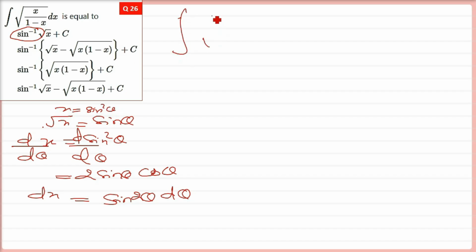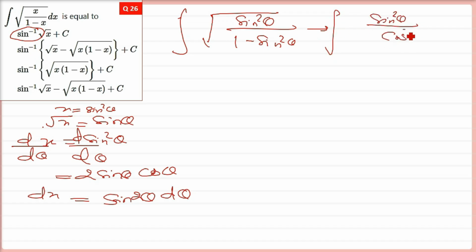Now the integration will change like this. In place of x, we will write sine square theta. In the denominator, we will write 1 minus sine square theta. 1 minus sine square theta is cos square theta. Sine square theta by cos square theta is tan square theta. Under root tan square theta is just tan theta. That means if I write sine square theta in place of x, and in place of 1 minus x I am writing cos square theta, under root sine square theta by cos square theta can be written as sine theta by cos theta, or you can write it as tan theta.